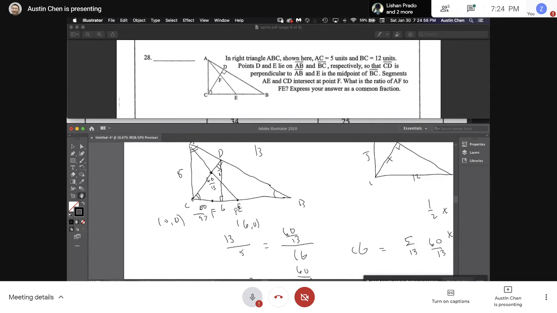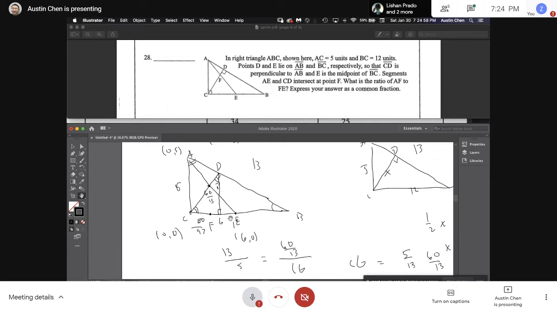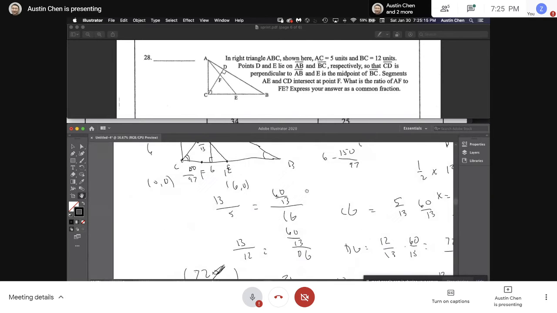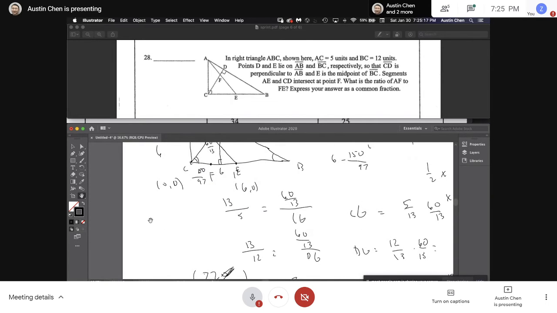Okay, and we just want to put this in a ratio to FE. Now we know CE in total is 6 because E was the midpoint of CB. So then we can just say FE is 6 minus 150 over 97. And we need to calculate that. So it's going to be 582 minus 150 over 97, which is 432 over 97.